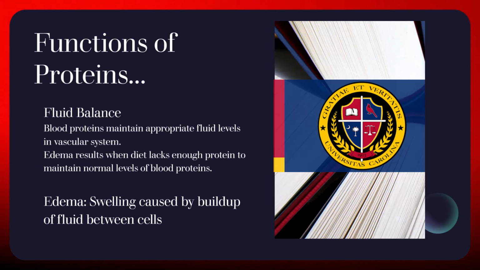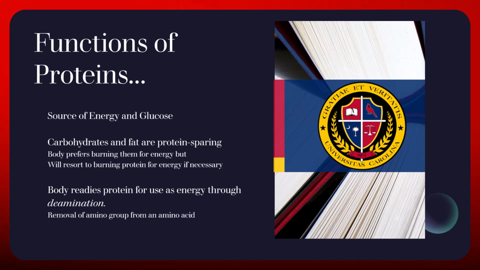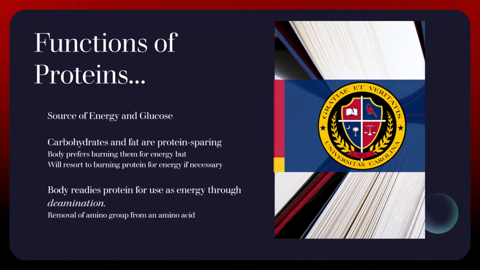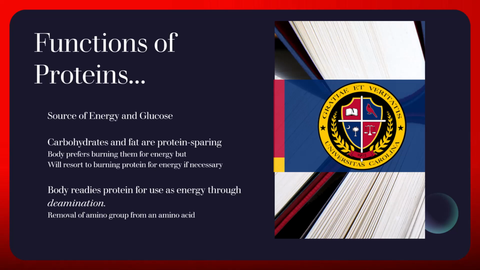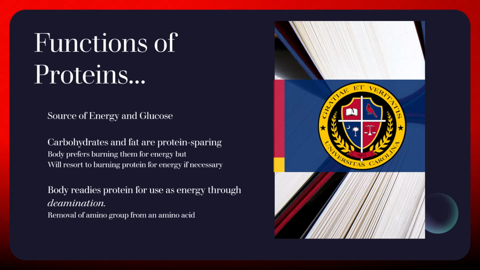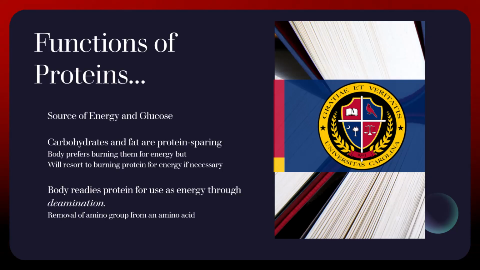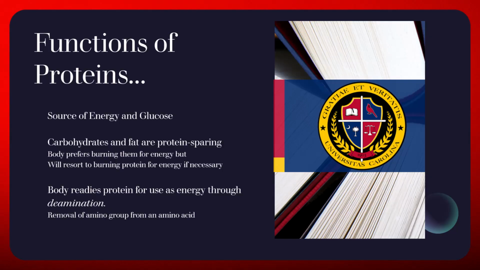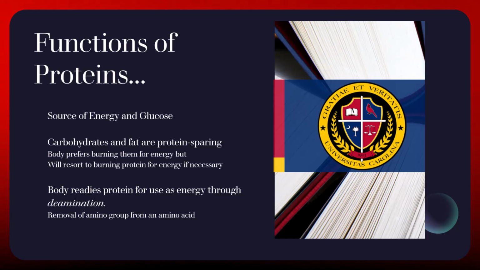So another function of proteins is that carbohydrates and fats are protein sparing, because the body prefers burning them for energy, but will burn protein for energy if necessary. So we don't want our body breaking down skeletal muscles or our heart muscle, even worse, for energy. We want it to burn carbohydrates and fats for that. But one of the functions of proteins is to provide energy and glucose.